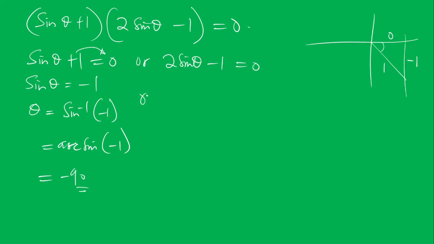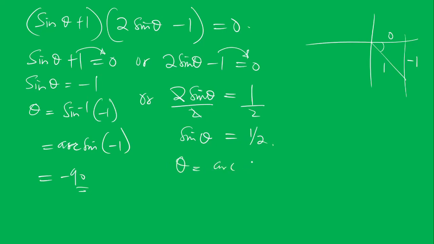Now, for the other one, if you move minus 1 to the other side of the equation, it becomes plus, and you have 2 sine theta equal to 1. Now, dividing both sides by 2, you have sine theta on the left-hand side equal to 1 all over 2. So theta will be equal to arc sine 1 all over 2. What will be the angle?